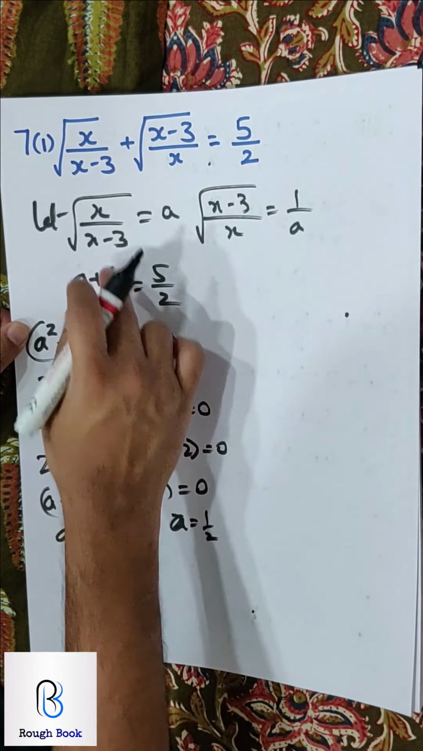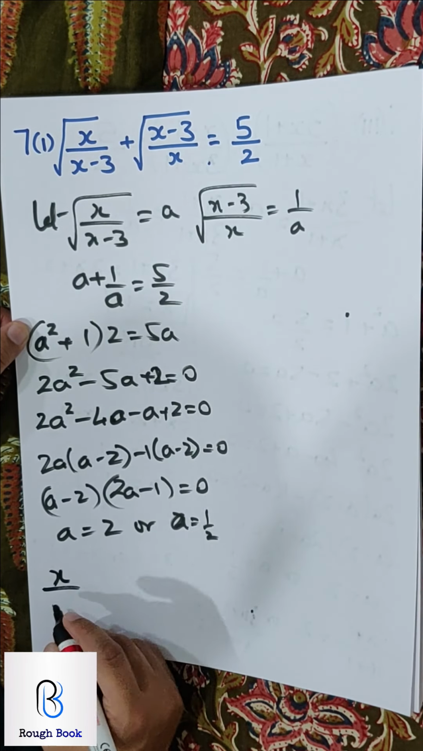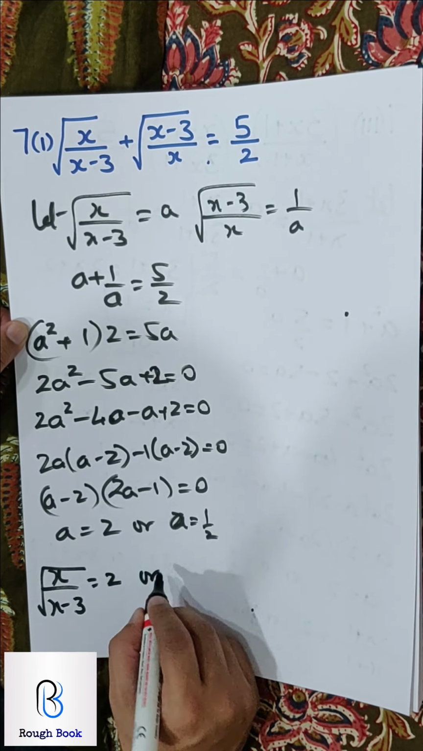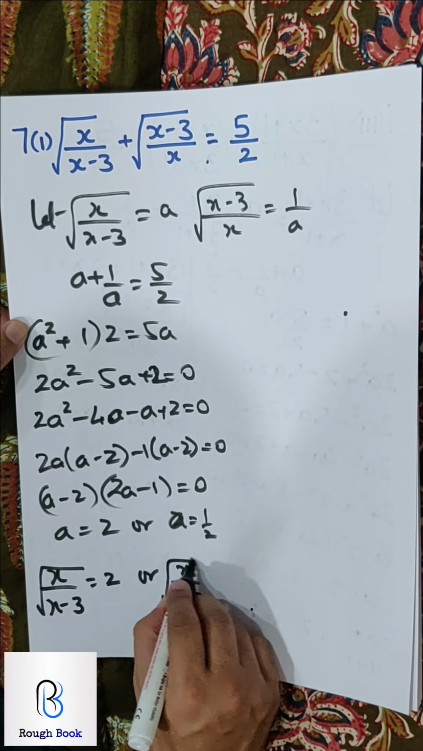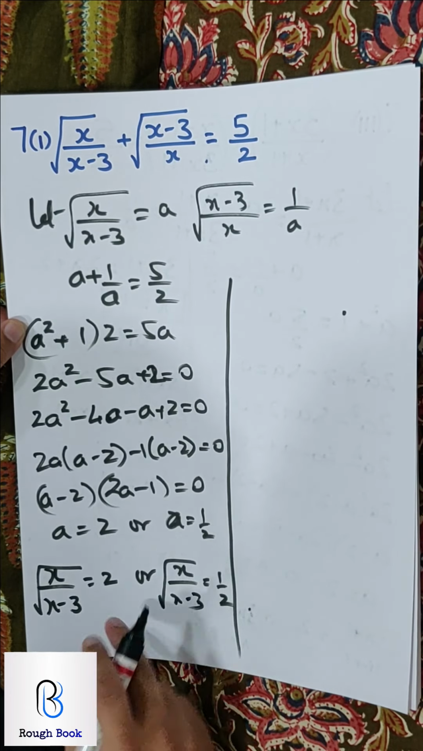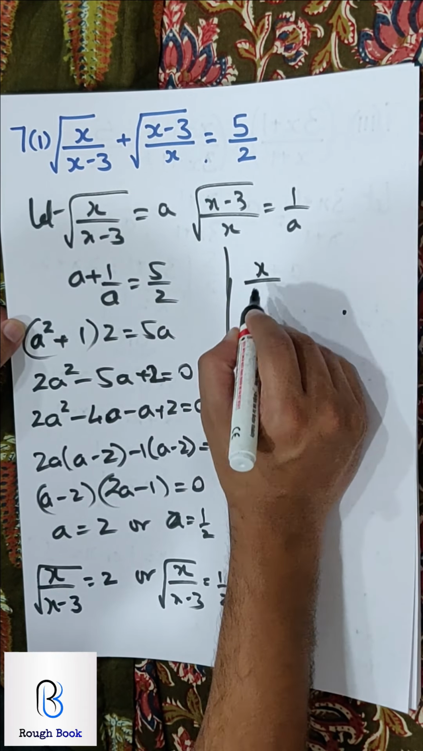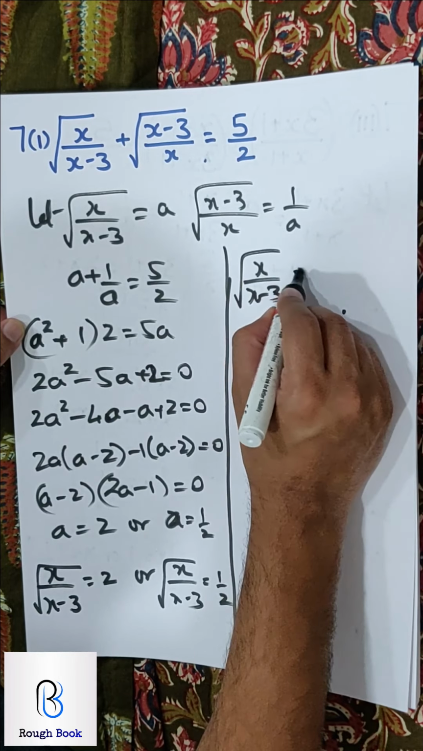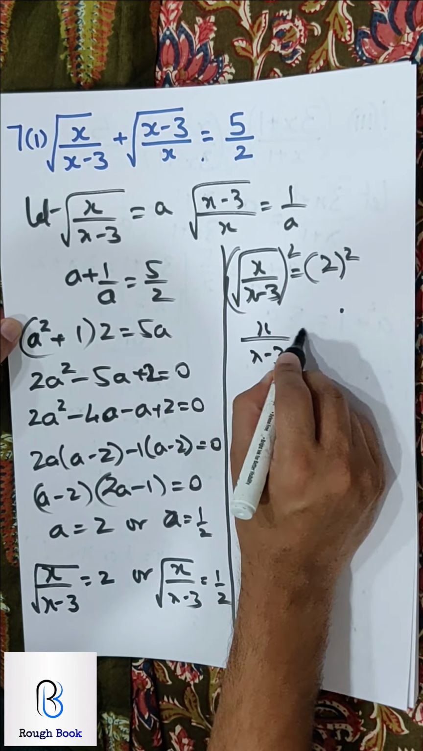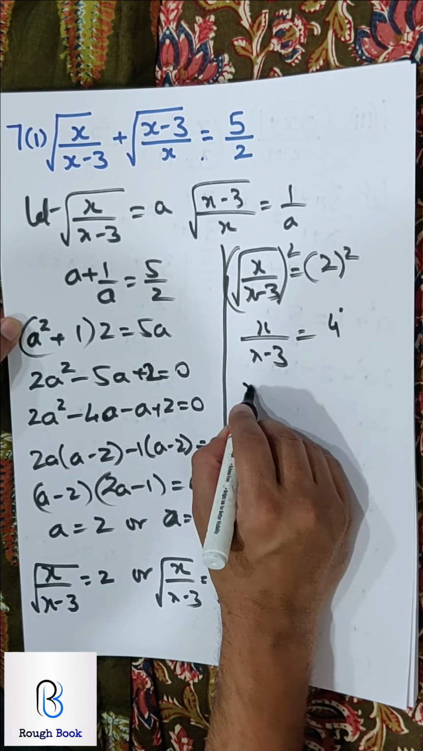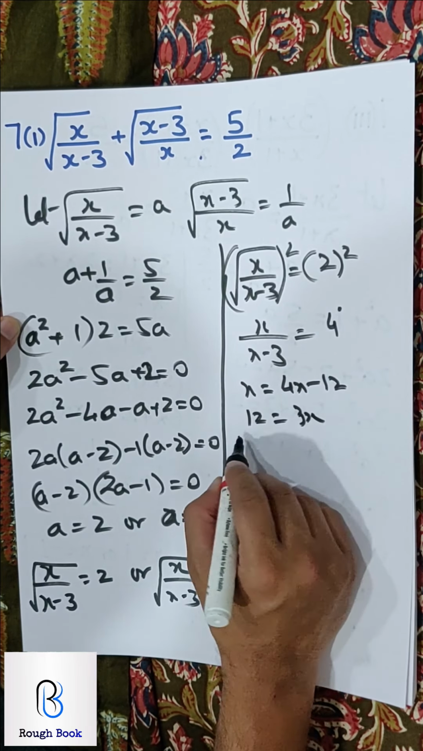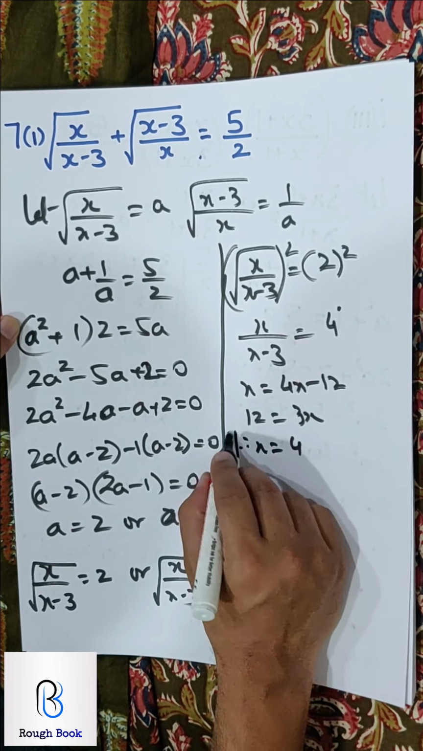Once I get these two, now resubstitute. So the square root of x upon x minus 3, which is a, equals 2, or the square root of x upon x minus 3 becomes half. Now what you can do is take this, square both sides. So I will take the square root of x upon x minus 3 equals 2, squaring both sides. So root goes off, x upon x minus 3 equals 4. Cross multiply: x is equal to 4x minus 12. x comes here, 12 comes here, so I get 3x equals 12. Finally the value of x becomes 4.